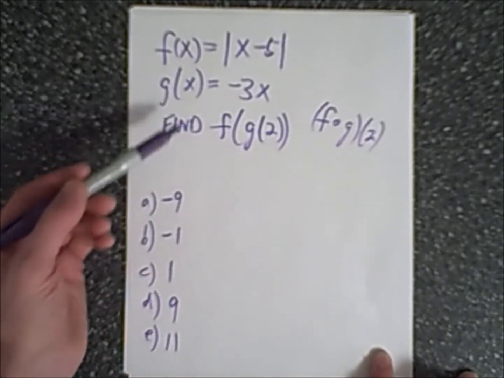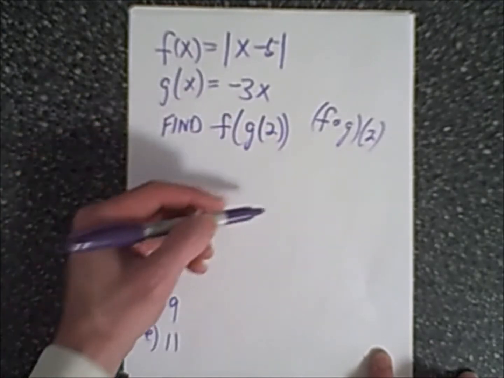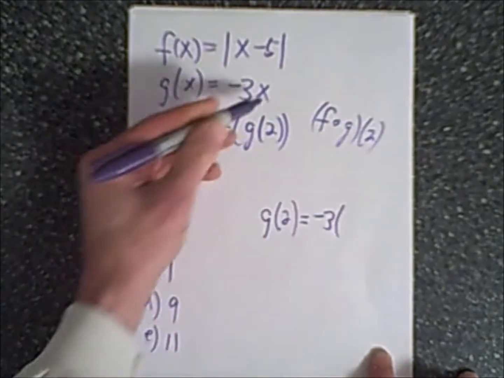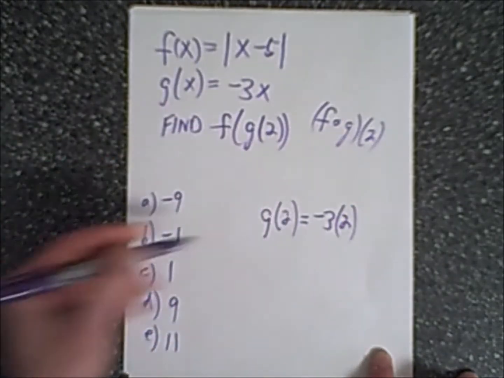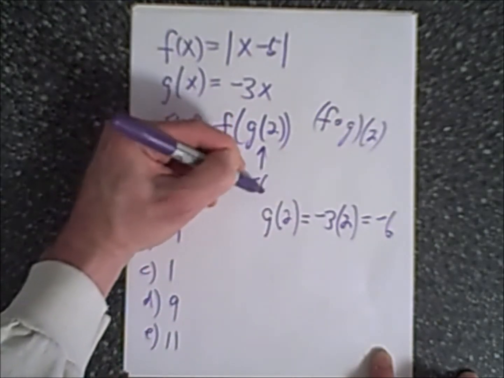And basically, when you use functions, you simply just plug in the number. For every x, you're going to put a 2 in there. So g of 2 is going to equal negative 3, and instead of an x, we're going to put a 2. And so the answer is negative 6. So that's the inner part, negative 6.